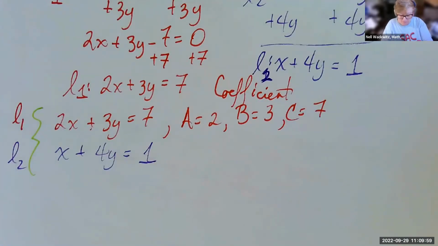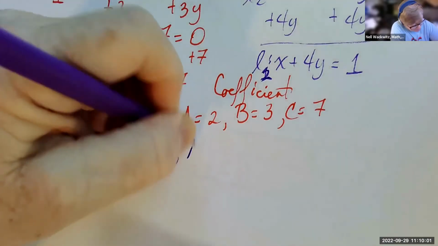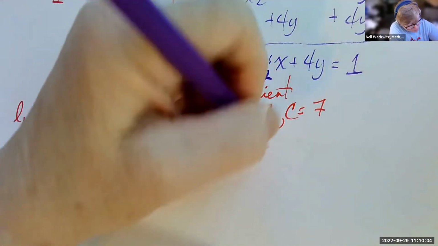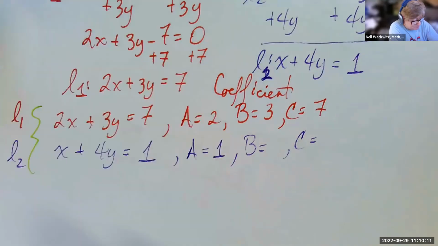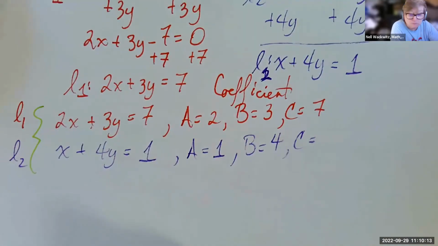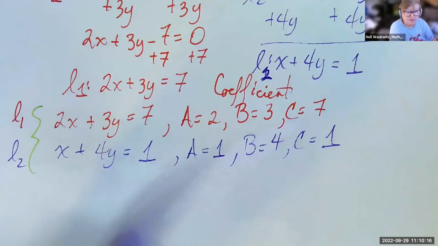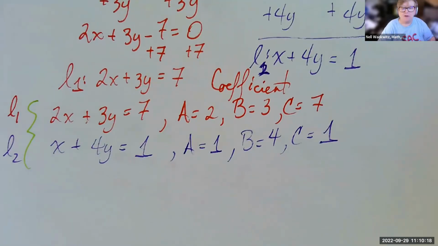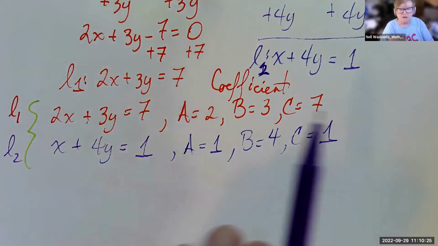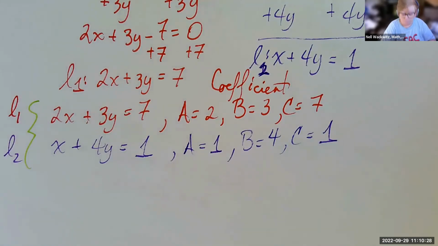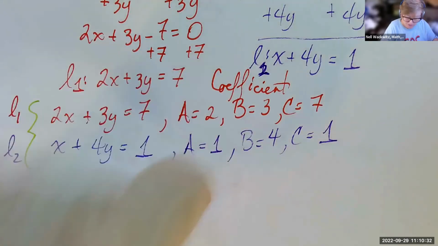Wonderful. For line 2, what is A? 1. B? 4. And C? 1. Great. Is everybody feeling better about this stage, getting the 2 equations into standard form and identifying the coefficients? Good, very good. So now we want to look at these coefficients.